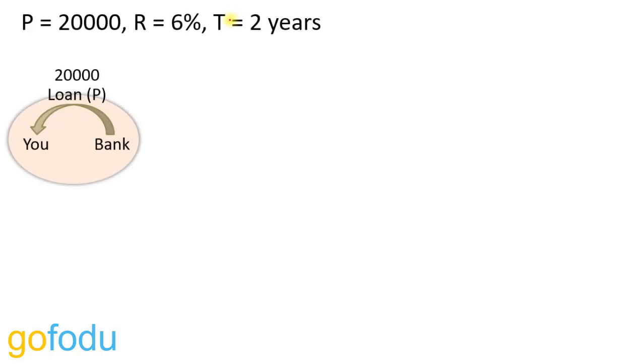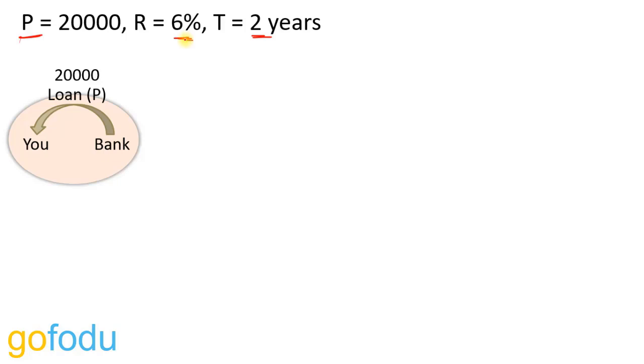Suppose you want to buy a bike. So you take a loan of 20,000 rupees from the bank and this money is called the principal. The bank gives the money for 2 years at the rate of 6% per annum. So 2 years is the time period and 6% is the rate of interest.